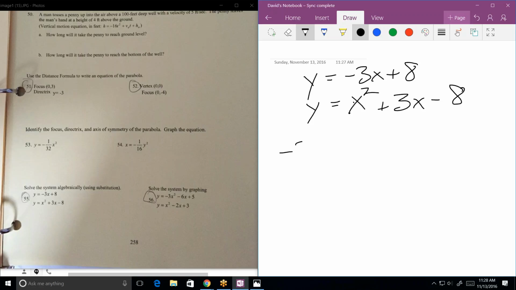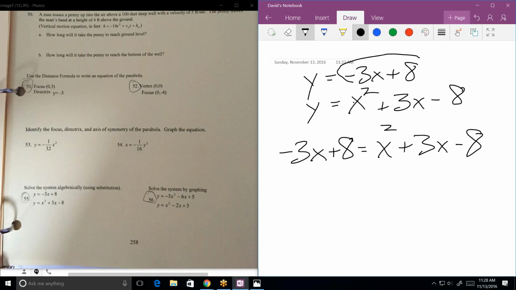-3x plus 8 equals x squared plus 3x minus 8. In other words, yeah, basically you've substituted, but also what you're doing is if y equals a and y equals b, then a equals b. So I'm logically just letting that equal that. And it is by substitution, but okay, so now combine everything and we'll be able to solve for x.